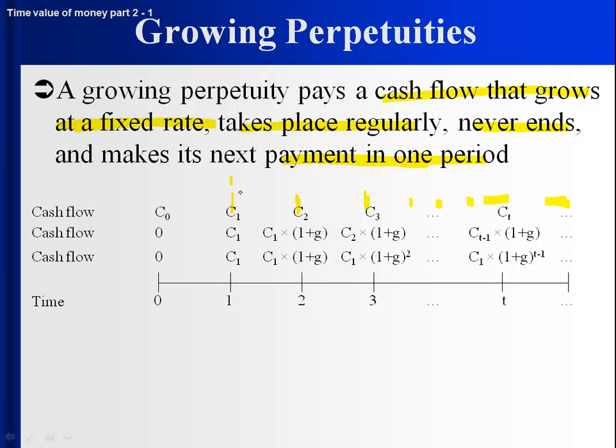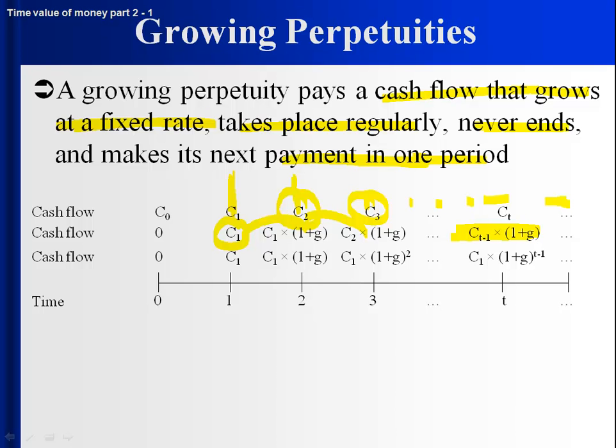So here you have in one period your cash flow. What's the cash flow of the next period? It's simply equal to the previous one times 1 plus g. At time 3, the cash flow is the previous one, which was C2, times 1 plus g. At any point in time, the cash flow is simply the previous cash flow times 1 plus g.